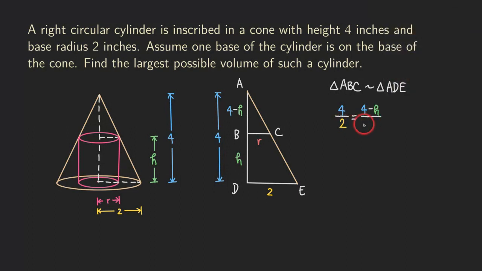And then you may say, what about the denominator? On this side, we have the base of the larger triangle. And then on the right hand side, we need to put the base of the smaller triangle. So we put an R right here. Okay, so now we set up an equation that will relate R and H.